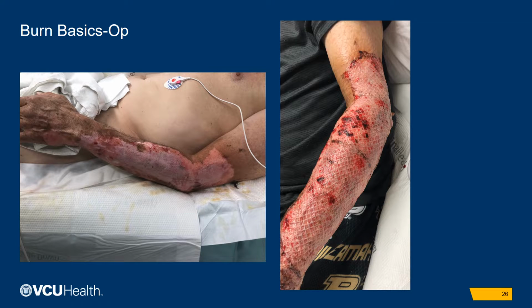Left alone, this is going to heal poorly. It's going to take a long time. It's going to put the patient at risk for infection. He also was a smoker. It's going to potentially jeopardize the ability of him to bend his elbow like he would want.